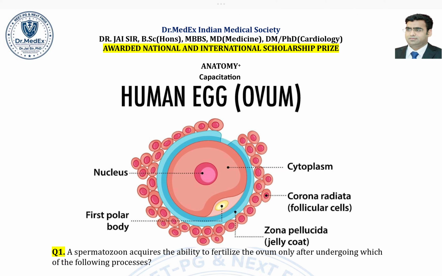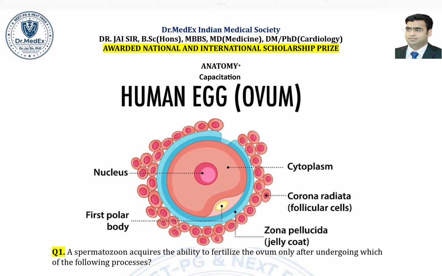Have you ever wondered why a sperm cannot fertilize an egg immediately after ejaculation? The answer is capacitation, a fascinating physiological process that prepares the sperm for successful fertilization. Without capacitation, even a healthy sperm is unable to penetrate the ovum. In today's class, we will learn a lot.